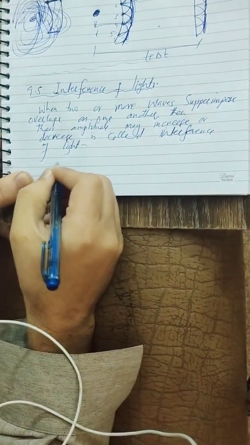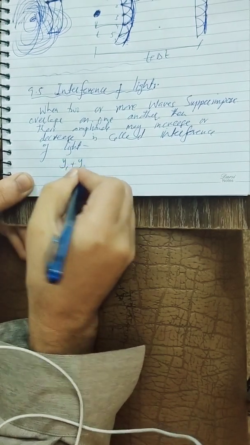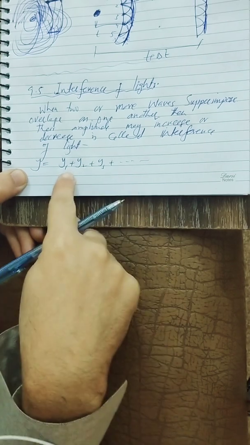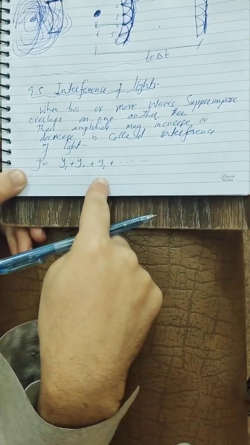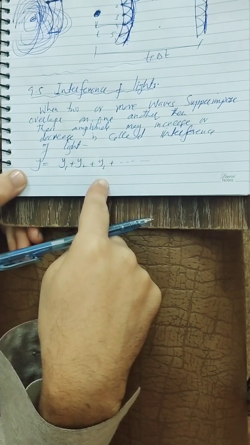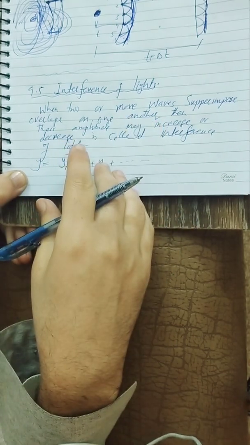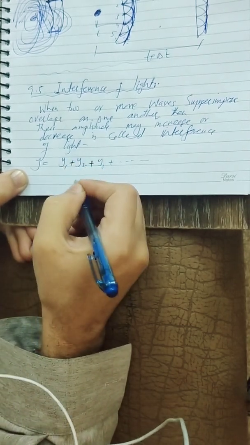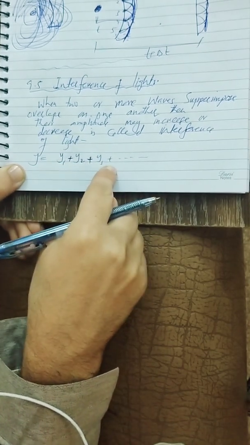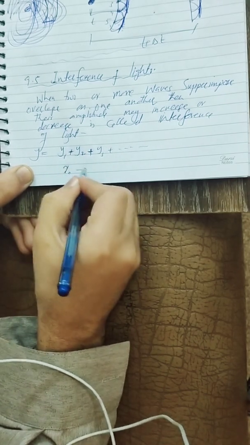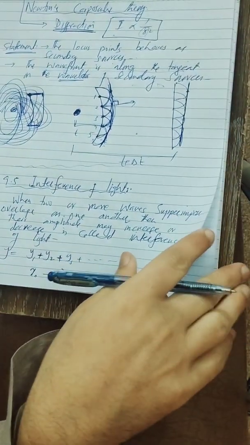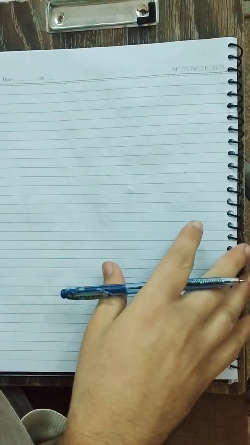So, interference: when two or more waves, suppose y1 is one wave, y2 is another wave, y3 is another wave, and so on. We are adding y1, y2, y3 and y4. When we add them, remember, waves add like vectors, as we have studied in chapter number 2, the addition of vectors under certain conditions with certain angles. So we will add the waves as we add the vectors. When these waves superimpose or overlap on one another, their amplitude x0 may increase or decrease. X0 means the amplitude. This process is called interference of light.